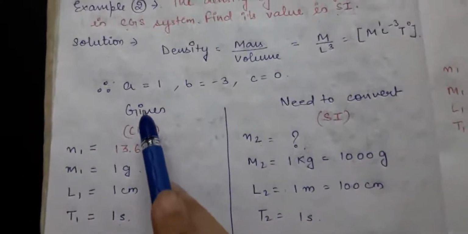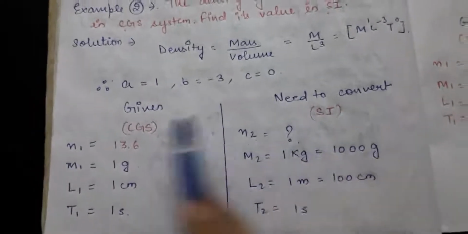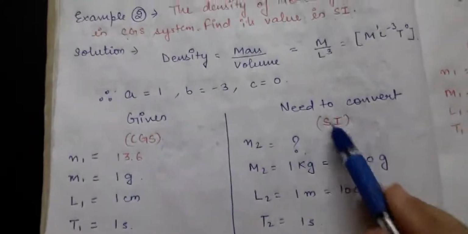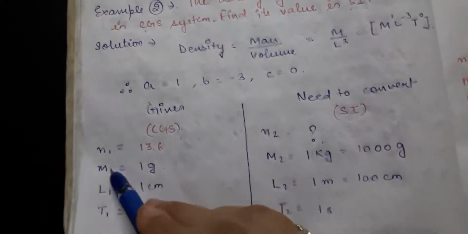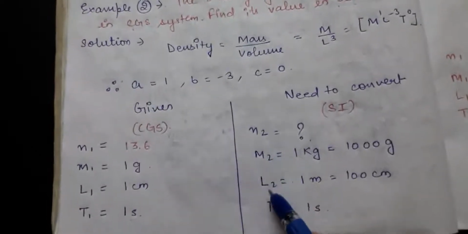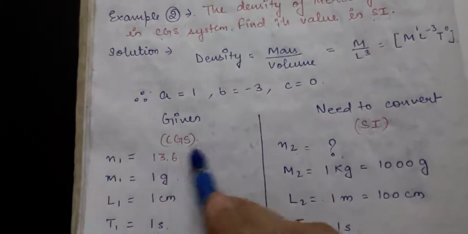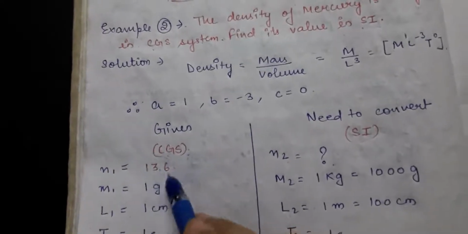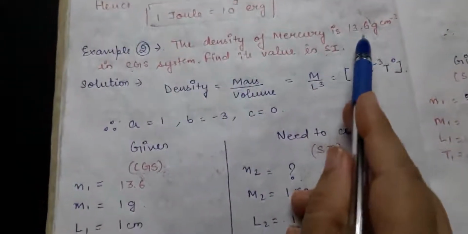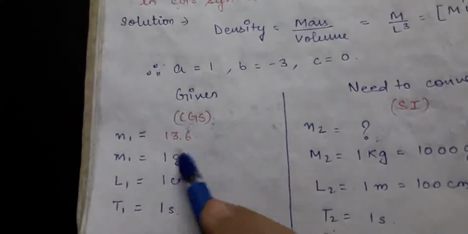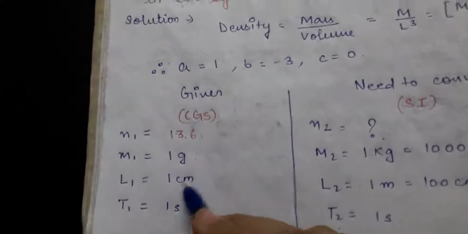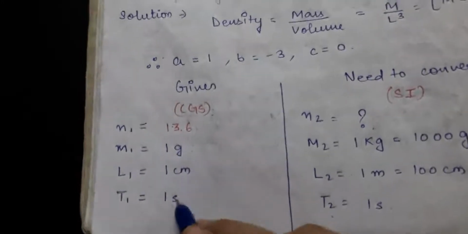Okay, now what is the next step? First of all we have to write what is given and what needs to be converted. Which system has been given? CGS. In which system do we need to convert? SI. First we require these quantities: N1, M1, L1, T1, N2, M2, L2, T2. As CGS has been given, the magnitude of the density is 13.6, so in place of N1 I can directly write 13.6. Since this system is CGS, how much will mass be? 1 gram. L? 1 centimeter. And time? 1 second. It is fixed.